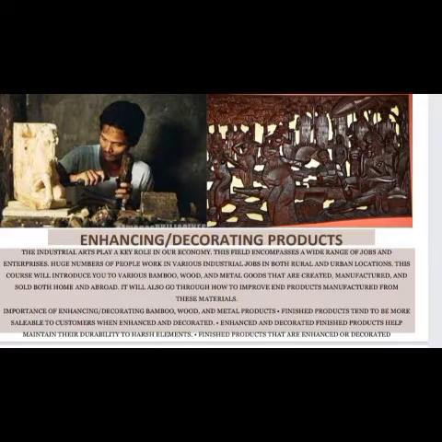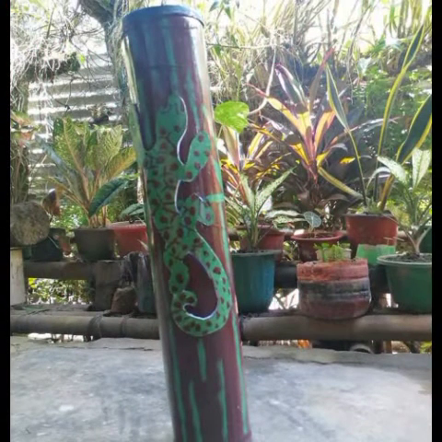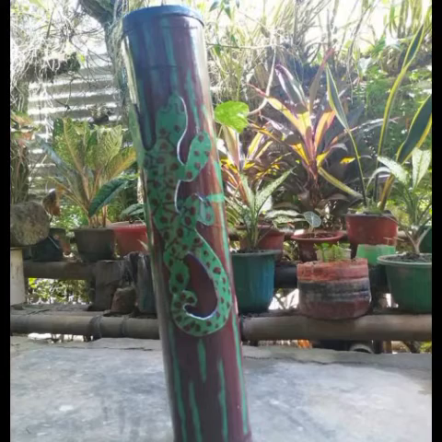Importance of enhancing and decorating products: wood, metal, and other finished products tend to be more sellable to customers when enhanced and decorated. Enhanced and decorated finished products also help to maintain their durability against harsh elements. So here is our chosen finished product, which is bamboo wood carving, or an alkansya. The methods of making an alkansya are sketching, routing, carving, smoothing, finishing, and inlaying.